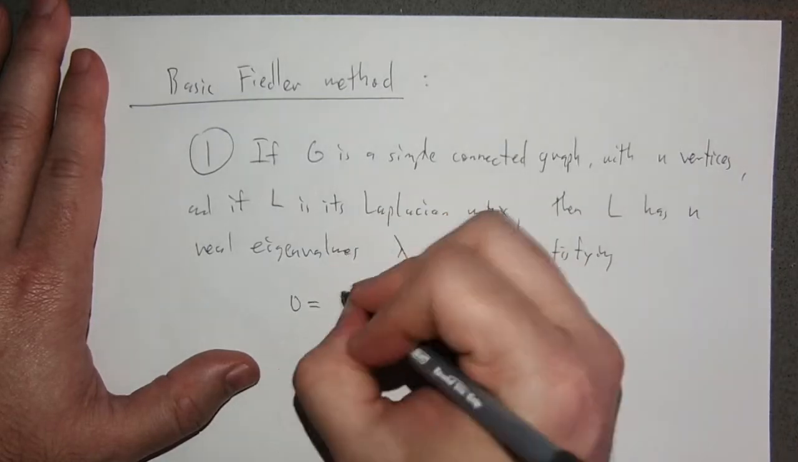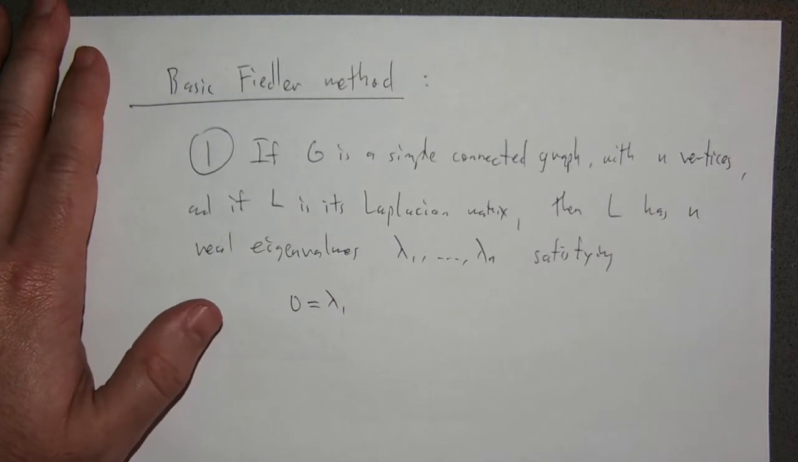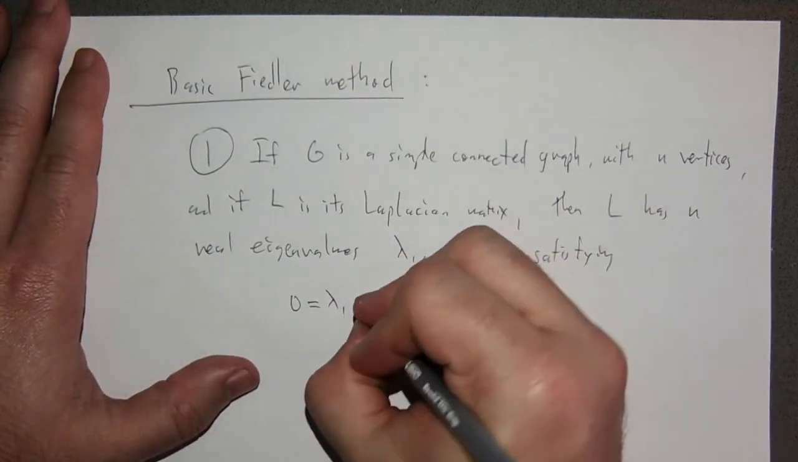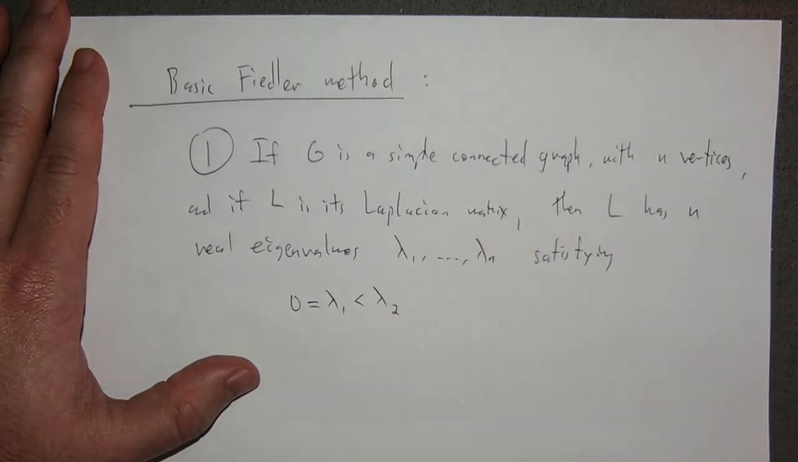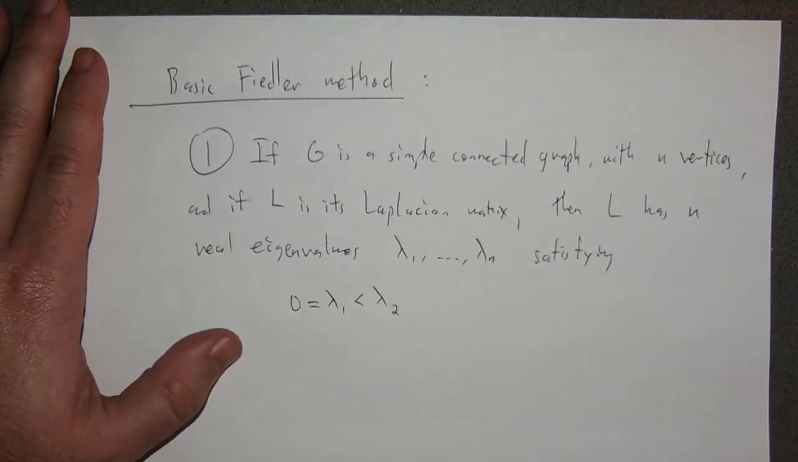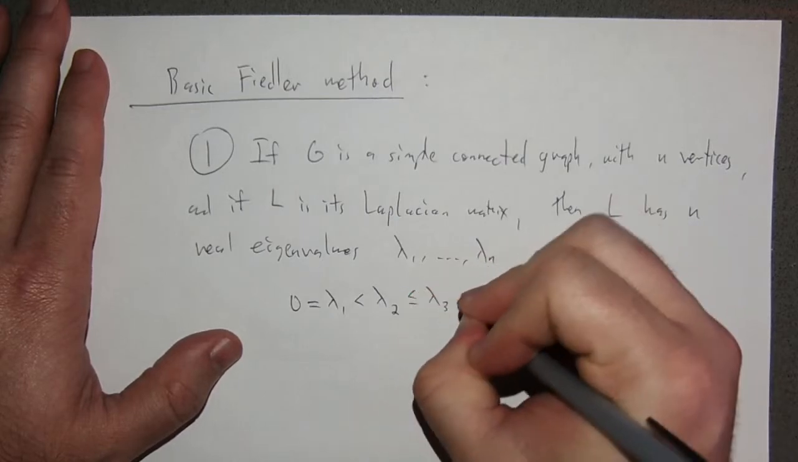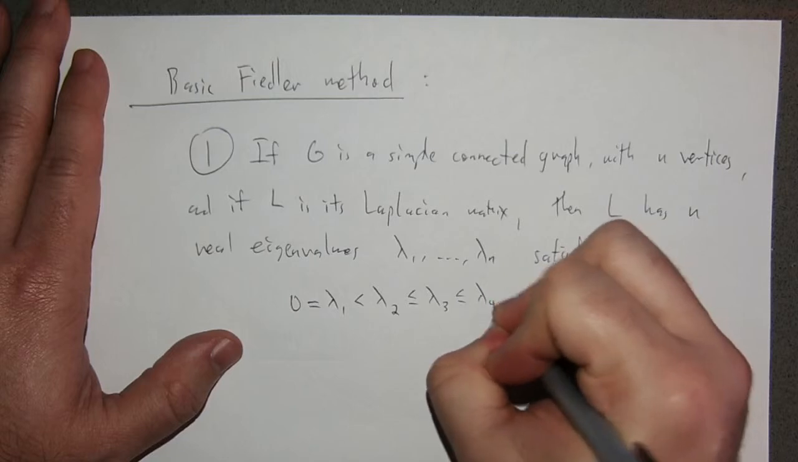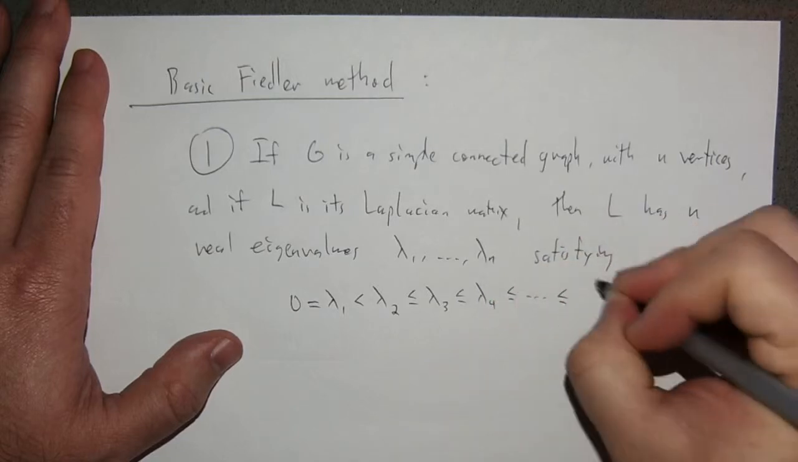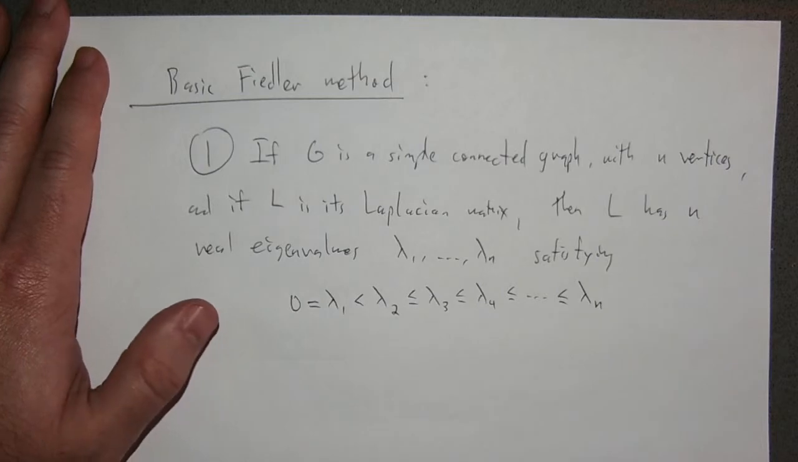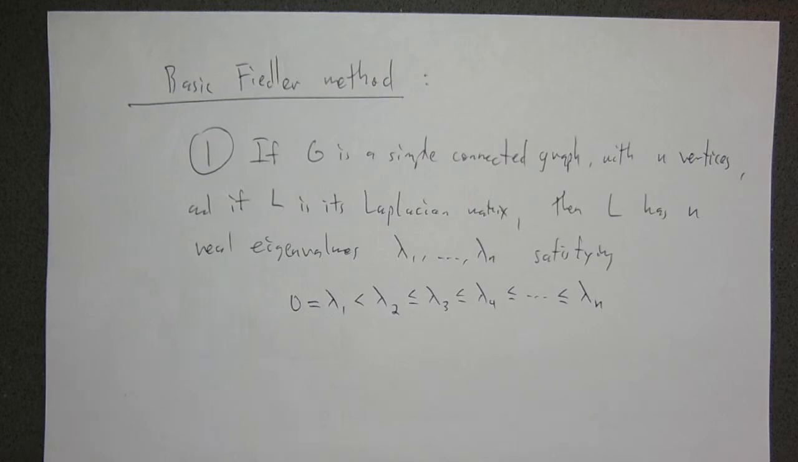So the first eigenvalue is 0. The second eigenvalue is positive, or strictly bigger than the first eigenvalue. The remaining eigenvalues dominate one another in this sense. And this is what I have. Okay. So the first eigenvalue for the Laplacian matrix associated to a simple connected graph is always 0.